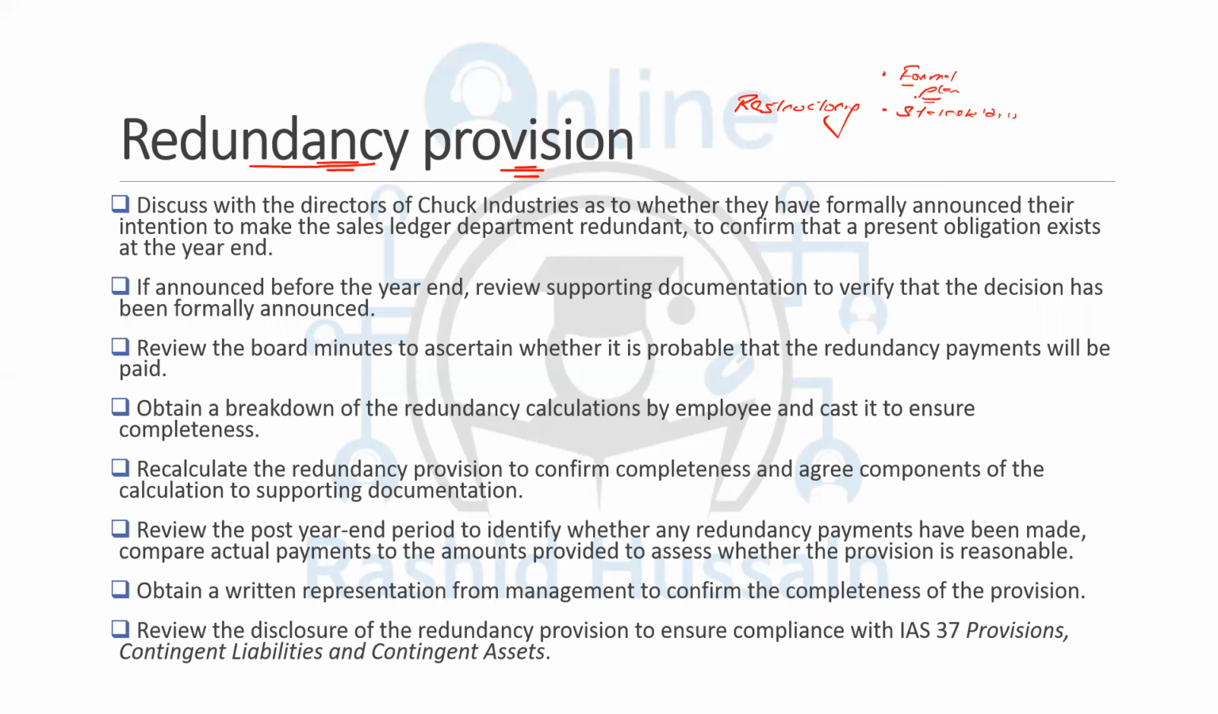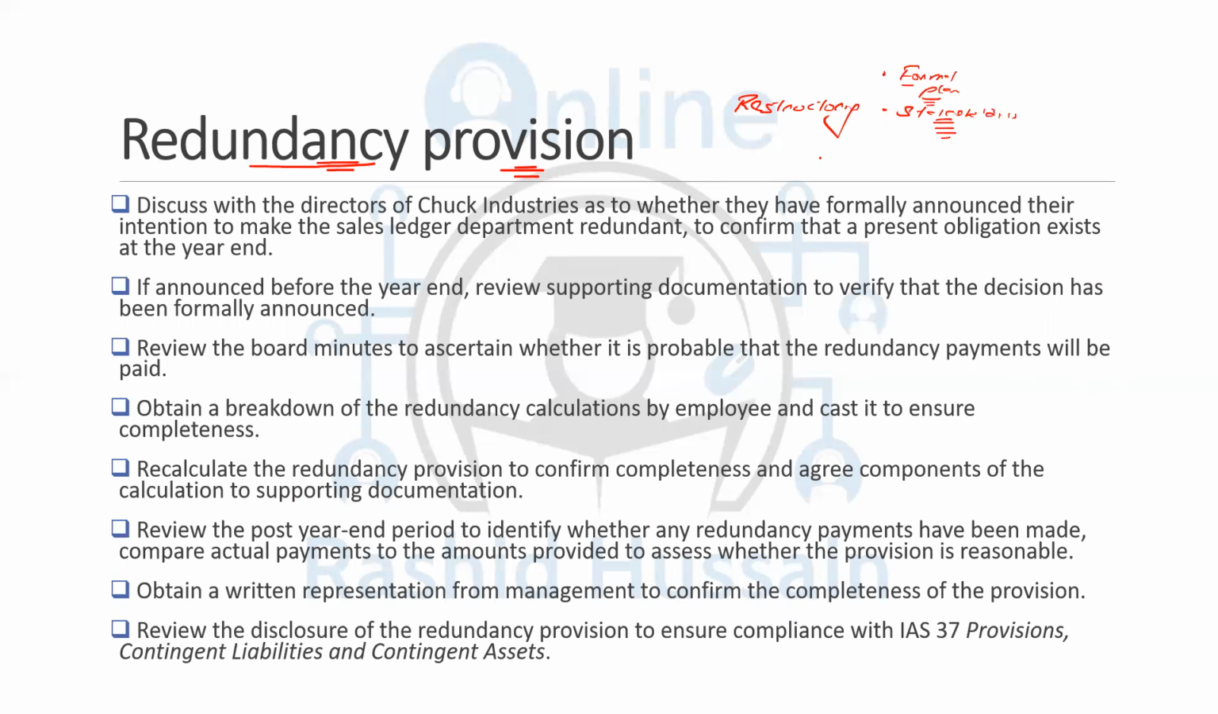Now, how can the formal plan be confirmed? Through the board minutes. How can the announcement be seen? By asking the management to provide the evidence of whether they have announced to the stakeholders, anything which they have given on the website, or emailed, or called a meeting, or then you can see the meeting minutes of those things.